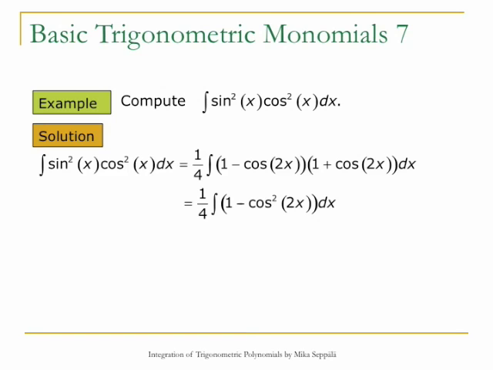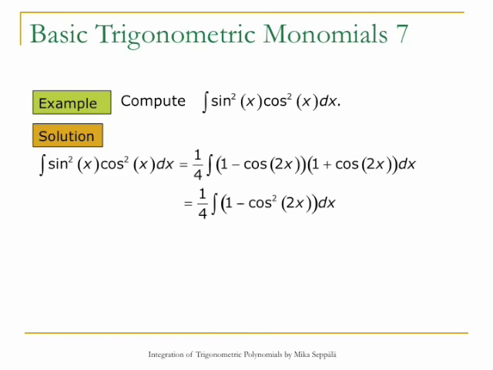Therefore, the integral of sin^2 x cos^2 x dx is 1/4 times the integral of (1 - cos 2x), this difference multiplied by the sum (1 + cos 2x), dx. Now (1 - cos 2x)(1 + cos 2x) equals, of course, 1 - cos^2 2x. So we observe that the integral of sin^2 x cos^2 x dx is just 1/4 of the integral of 1 - cos^2 2x dx.